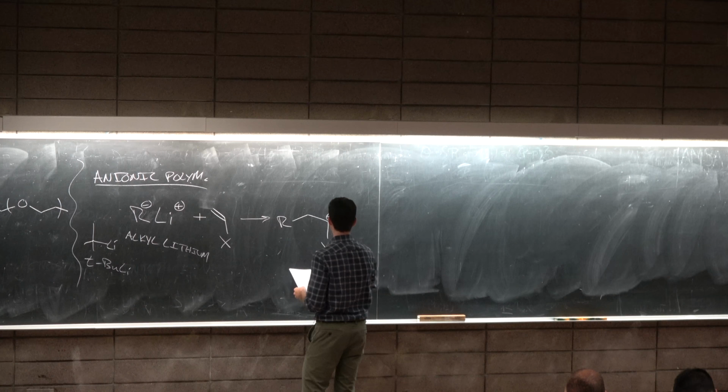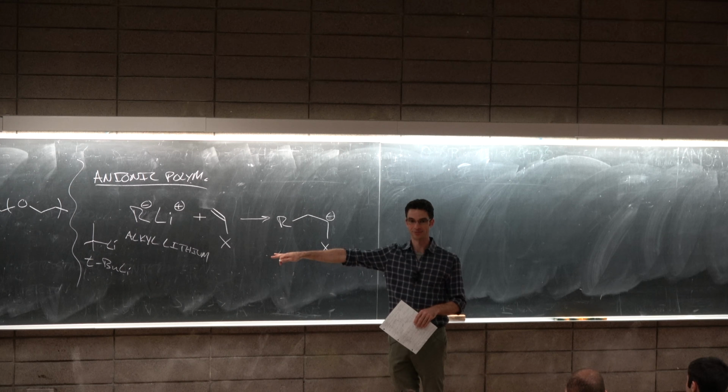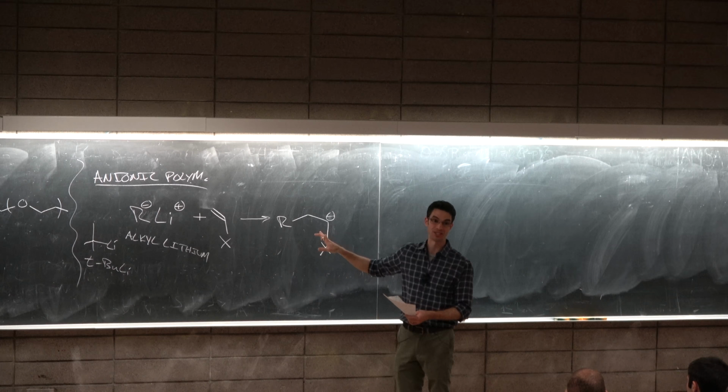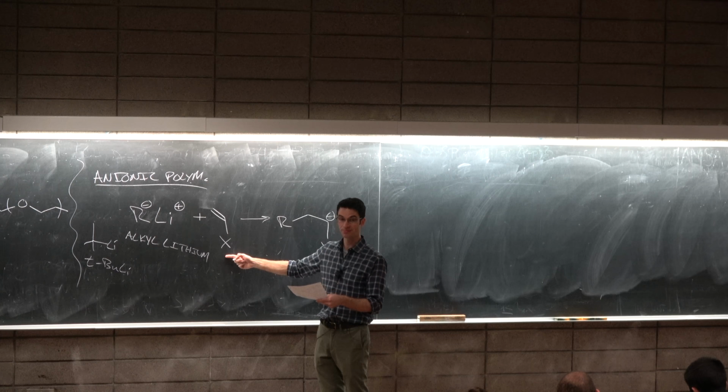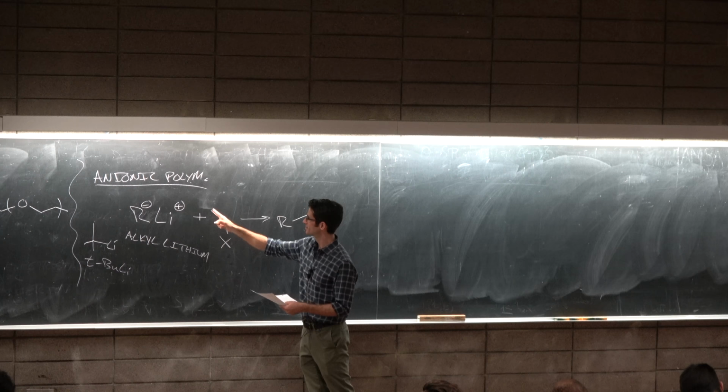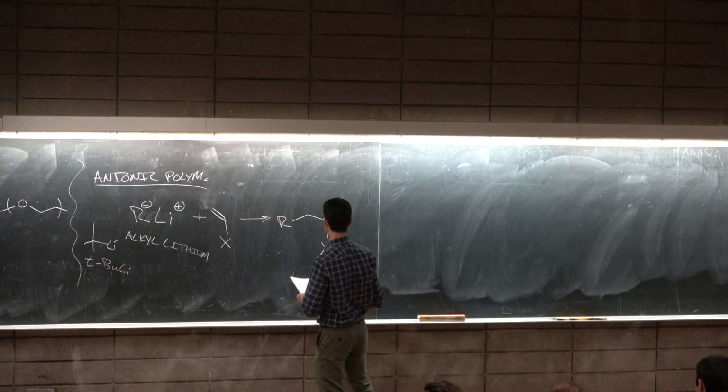Particularly t-butyl. If you use n-butyl, it's way less reactive. And n-butyl lithium is more than sufficient to initiate most of these reactions. So what you get is the negative charge here, because this group is an electron withdrawing group, instead of an electron donating group. It gives this carbon atom a partial positive charge, which wants to be attacked by this negative charge.